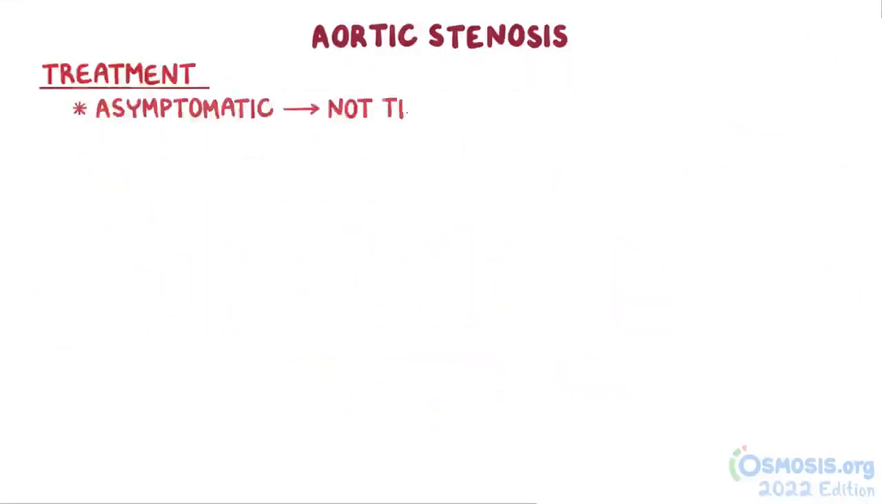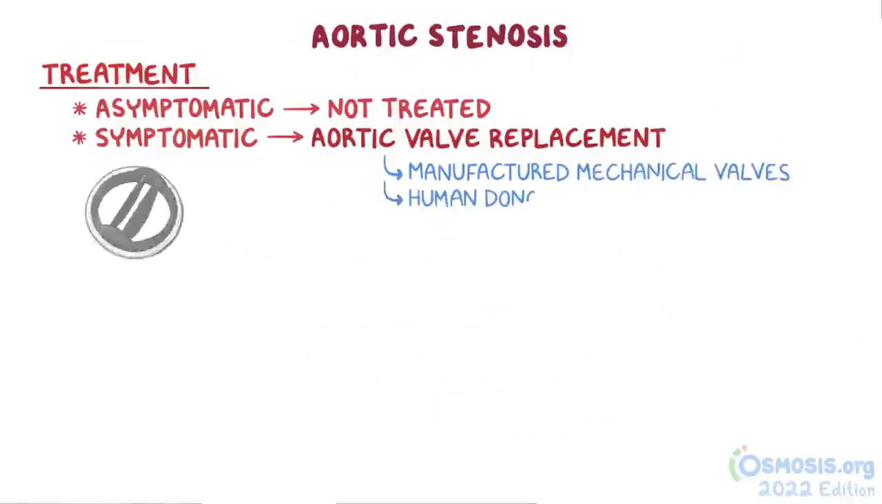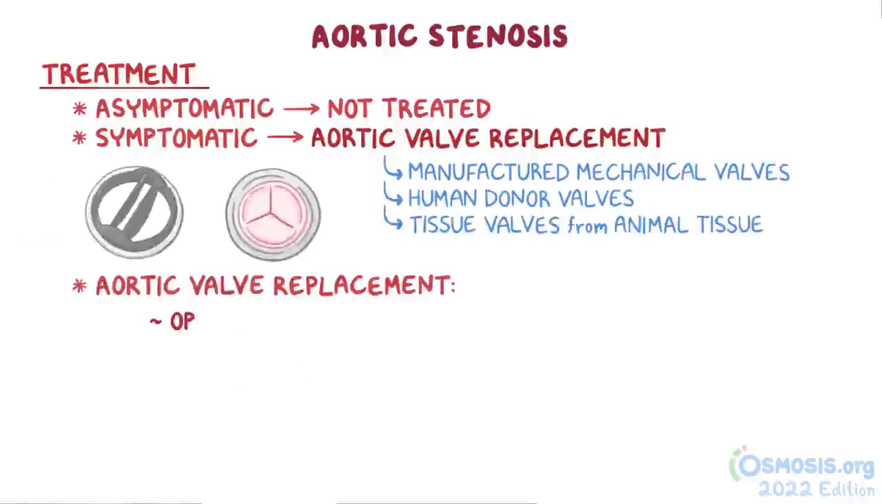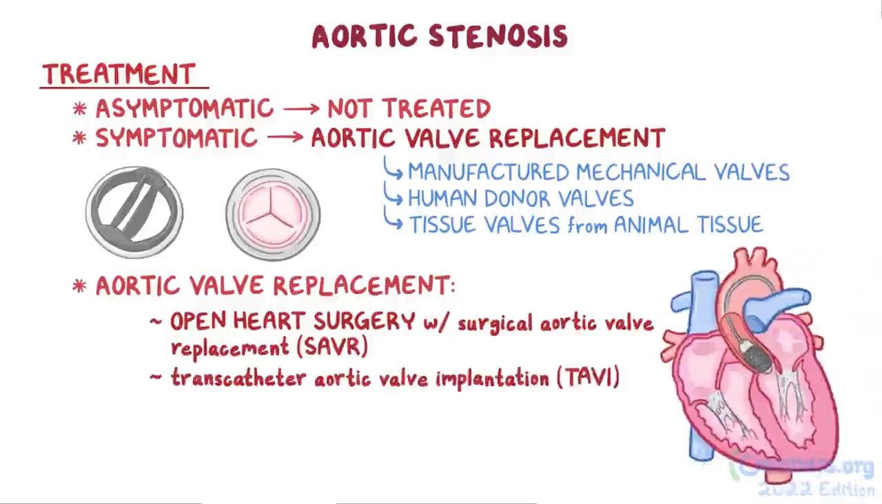Asymptomatic individuals aren't treated, while symptomatic aortic stenosis is an indication for aortic valve replacement, choosing from manufactured mechanical valves, human donor valves, or tissue valves created from animal tissue. Aortic valve replacement can be done either through open heart surgery with surgical aortic valve replacement, or SAVR, or through transcatheter aortic valve implantation, or TAVI, which involves placing the valve through a catheter, typically through the transfemoral route in the upper leg.